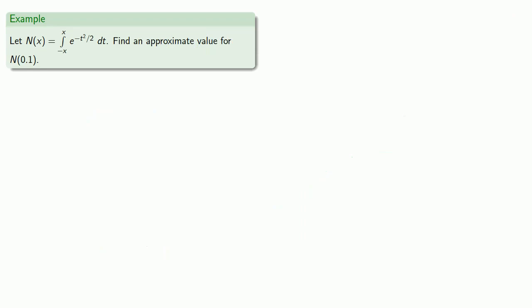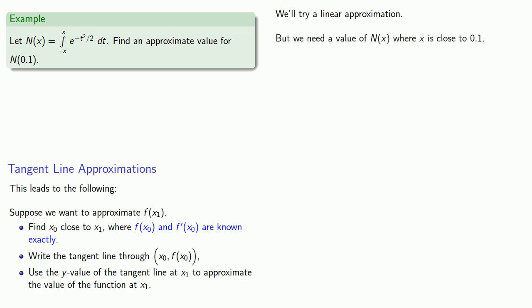Well, let's see if we can find some actual function values. How about approximating n of 0.1? Again, it's worth emphasizing that you can try all you want. You will not find an antiderivative of e to the minus t squared over 2 among the familiar functions. Nevertheless, we can still approximate n of 0.1. We'll try a linear approximation. But we'll need a value of n of x, where x is close to 0.1, where we know both the function and its derivative.